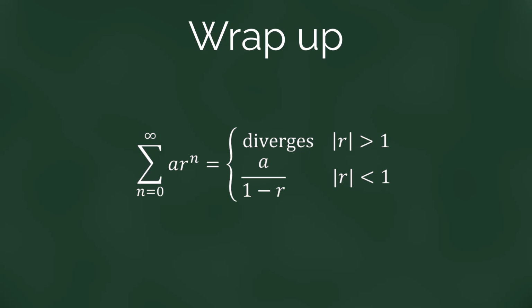Okay, we'll just wrap this up with a reminder that the sum from n equals 0 to infinity of a times r to the n, the sum of a geometric series, is going to be a over 1 minus r when r is between -1 and 1, and it's going to diverge otherwise.